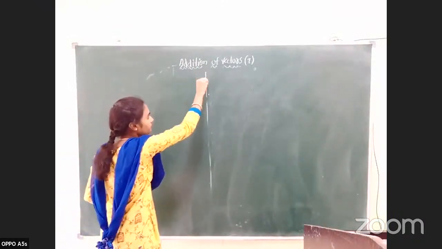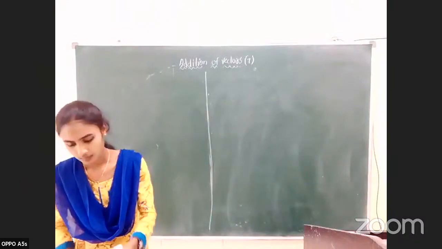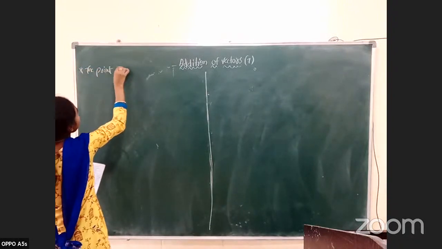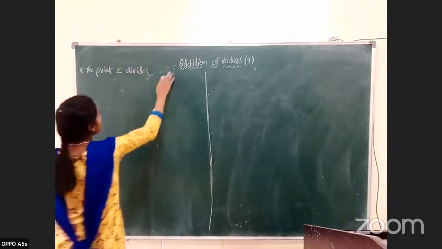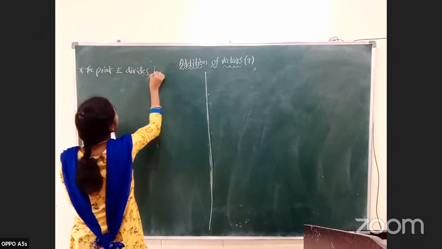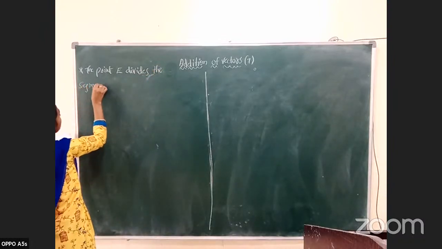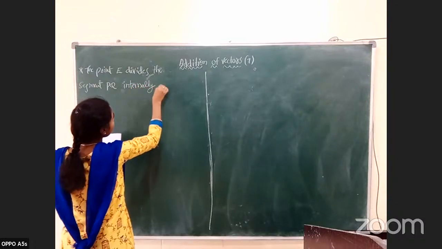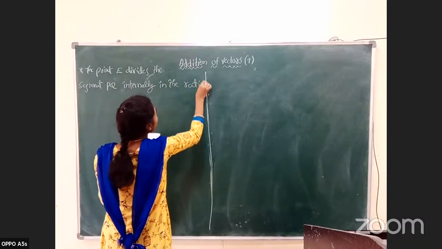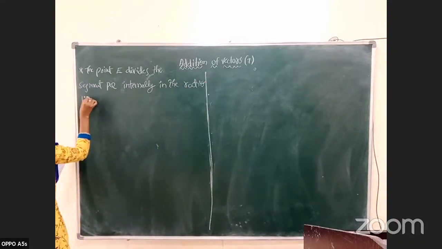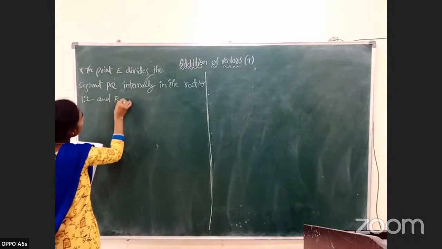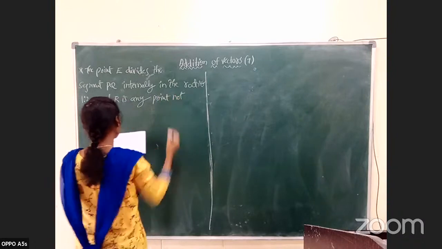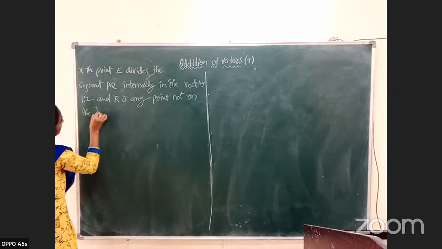Now the next problem. The point E divides the segment PQ internally in the ratio 1:2 and R is any point not on the line PQ.